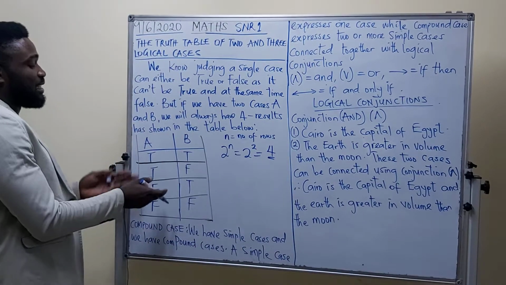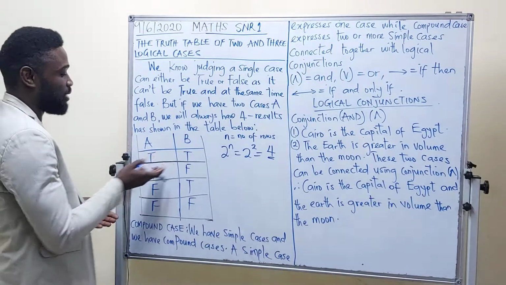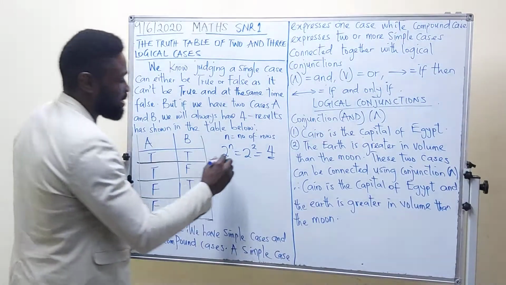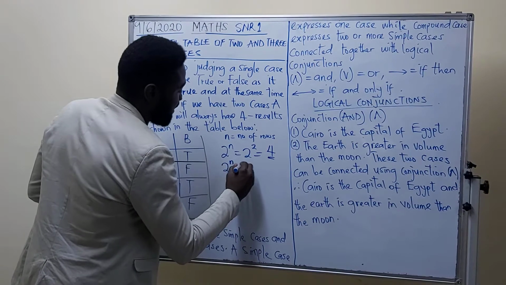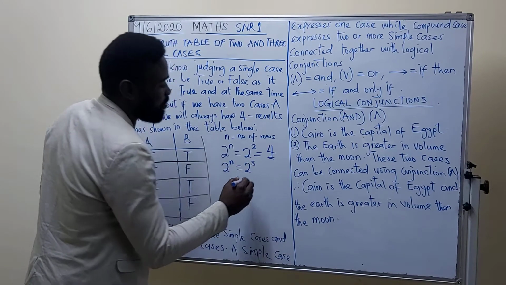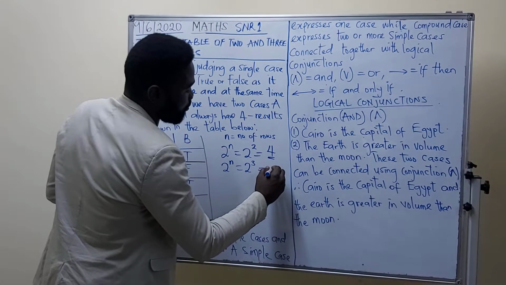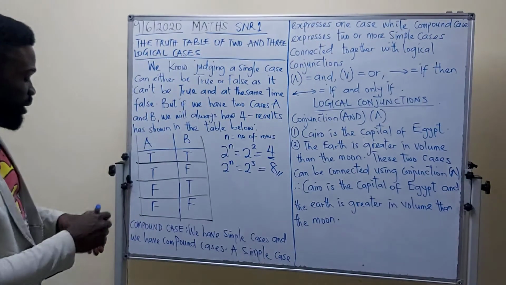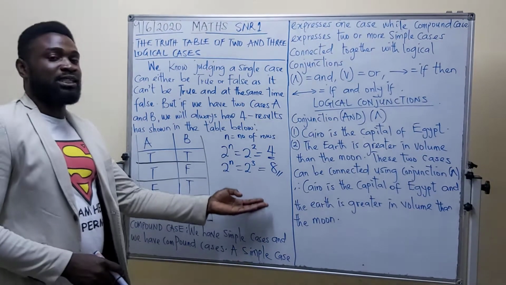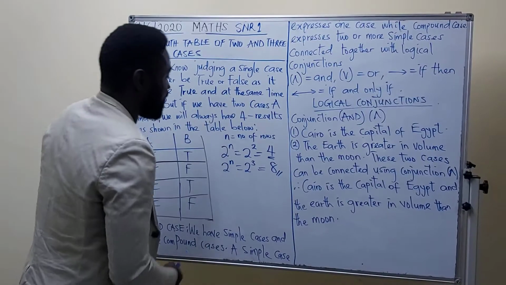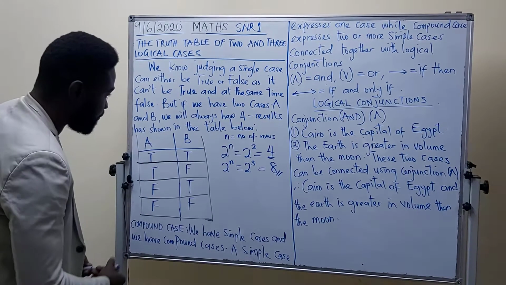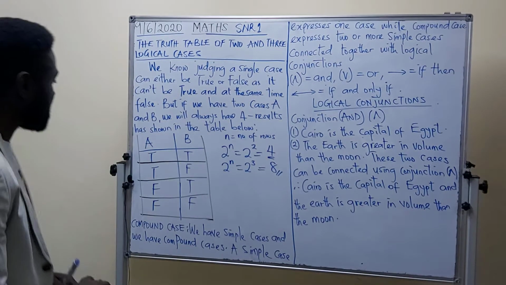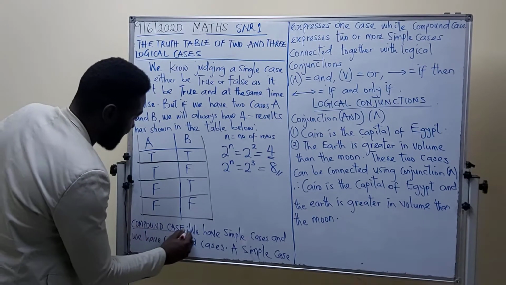So how many rows do we have? 1, 2, 3, 4 on 2 cases. If it is 3 cases, that will be 2 raised to the power 3, which eventually gives us 8. So for 3 logical cases, we expect to have 8 rows. So that is that about that. Next, we will go to the compound case.